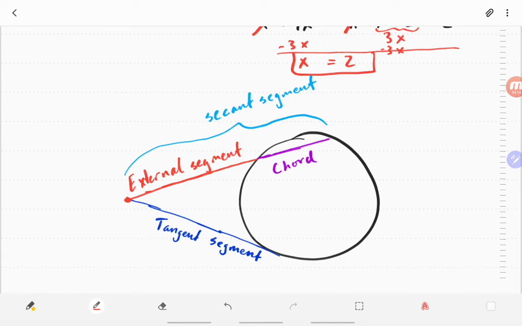We see the chord is purple. That's just a segment that goes from one side of a circle to another. And this external segment in red here is the external part of a secant segment. That is, it's basically just the part of the secant segment that is outside of the circle. And then in blue here, we see this is a tangent segment. Tangent segments never go inside the circle. Right here, I've got one endpoint on the circle, and then I've got another endpoint outside the circle.